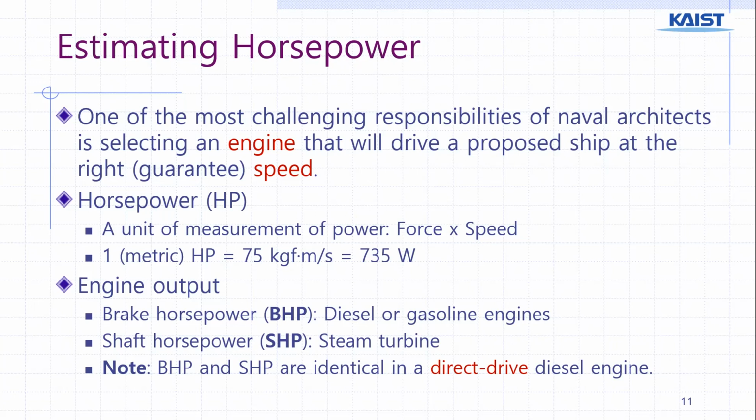As you can see, there's a little bit more description on how horsepower is calculated overall, but as I just talked about the effective horsepower, this can also be further brought into brake horsepower and shaft horsepower, which basically account for different parts within the ship. Brake horsepower is associated with diesel or gas engines. And shaft horsepower is for a steam turbine, and they are identical in diesel engines, but if it's a geared engine, the BHP goes into the reduction and the SHP is the output.